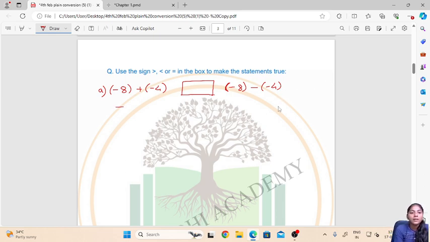Here it is -8 plus minus, it will become -4. So -8 and -4 will be -12. Then here we have -8. This minus minus will become plus and 4. So -8 + 4 will be -4. So now on the number line, -12 will be greater or -4 will be greater. So -4 will be greater than -12.